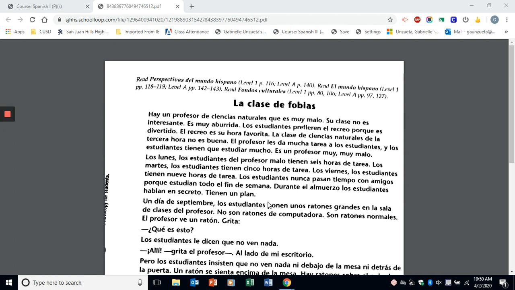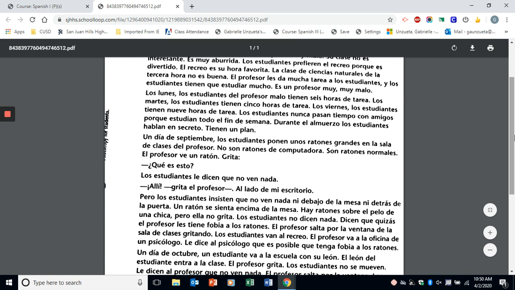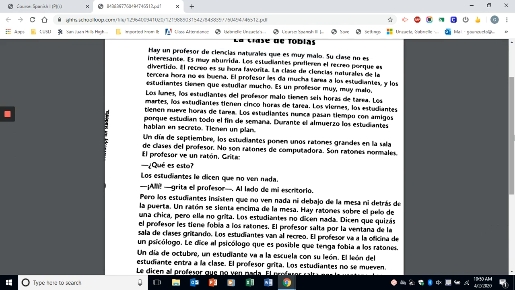They have a plan. Mondays, the students of the bad teacher have 6 hours of homework. Tuesdays, the students have 5 hours of homework. Fridays, the students have 9 hours of homework. The students never spend time with their friends because they have to study all weekend. During lunch, the students talk in secret. They have a plan.